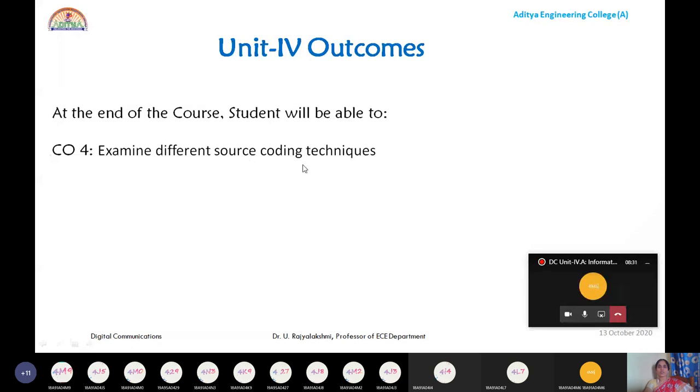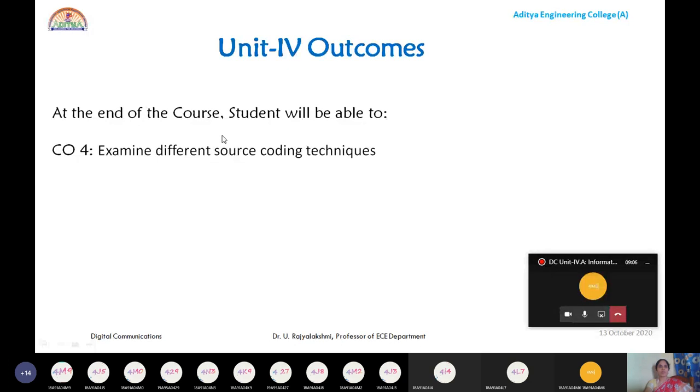Source encoding is used to represent the data in a code format. That code format depends on the particular manufacturer; the particular type of code representation is in the hands of the designer. And coming to channel encoding, once this coded data is applied to the channel, it may get disturbed, it may get affected, and so errors are obtained.